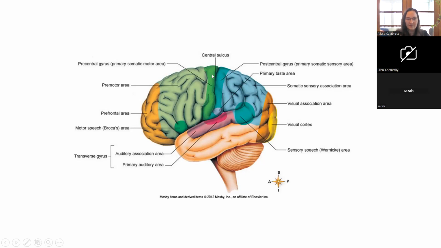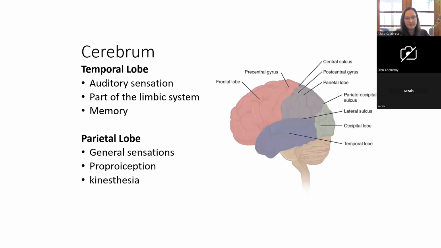So all the movements of your body that you have conscious control over. Speech, motor speech, so the ability to speak, and forming those words with your mouth. That's all happening in the frontal lobe as well. Right, so we can see all these different mapped areas, and that's just the frontal lobe, right? So the parietal lobe has its own jobs, temporal, occipital, there's all different functions there.